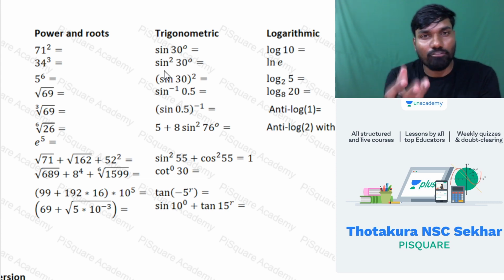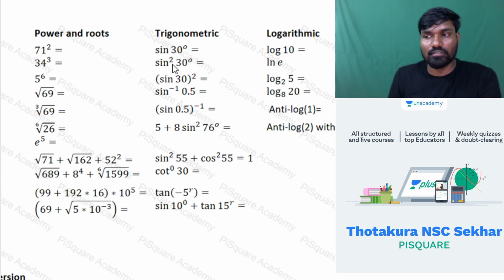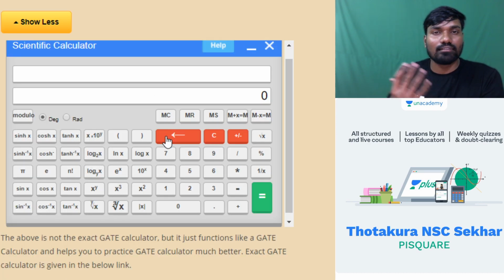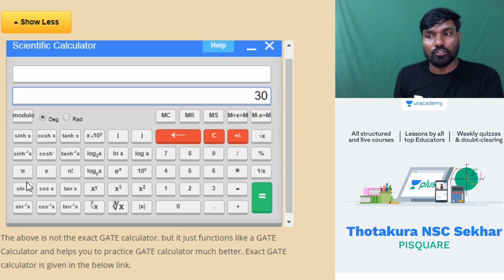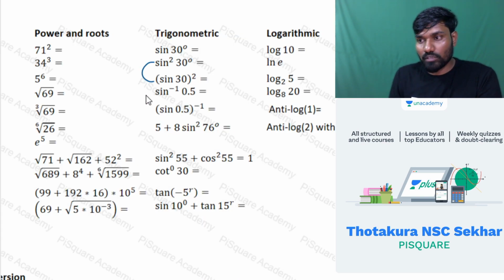Okay. The next one, sine square 30 degrees. I think all of you are aware sine square 30 is equal to sine 30 whole square. Both are the same. So if you want to find sine square 30, you will find sine 30 whole square. So 30, you'll go for sine. Sine 30 whole square means, if you square it, this will be taken as x square. 0.25 is the square of sine 30. The answer is 0.25. Clear?